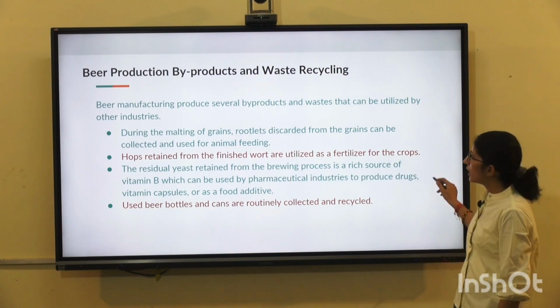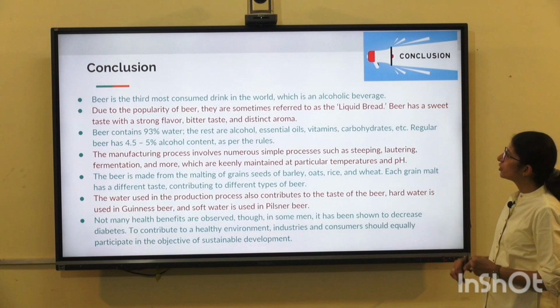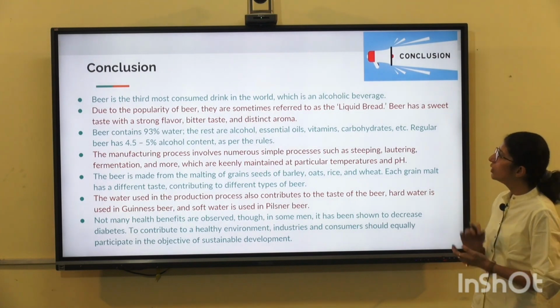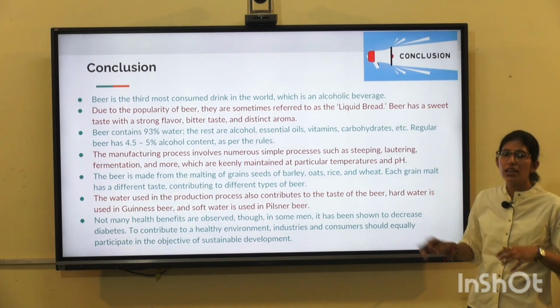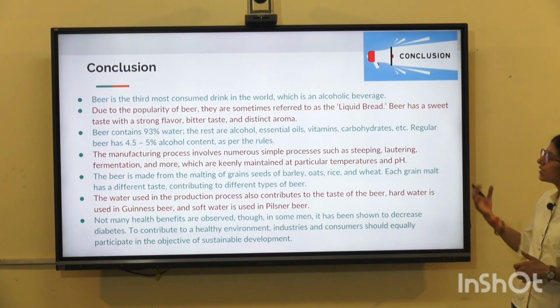in a recyclable manner. This is the conclusion. Beer is the third most consumed drink around the world. It is also known as liquid bread to most people because of its high rate of consumption, bitter taste and distinct aroma.